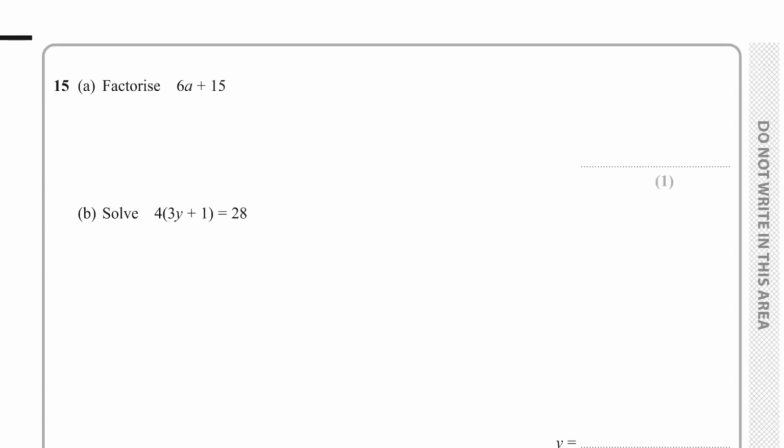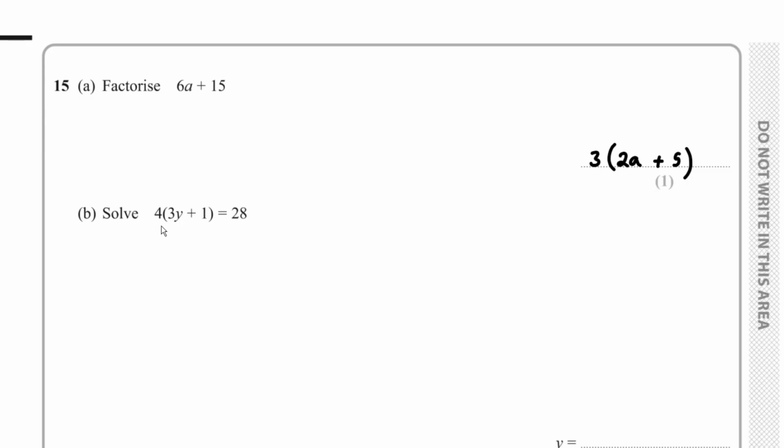Question number 15. Part A, factorize 6a plus 15. Well, the highest common factor of 6 and 15 is 3. So 3 goes on the outside and inside the bracket. 3 times by 2a gives 6a, and 3 times by 5 gives 15.